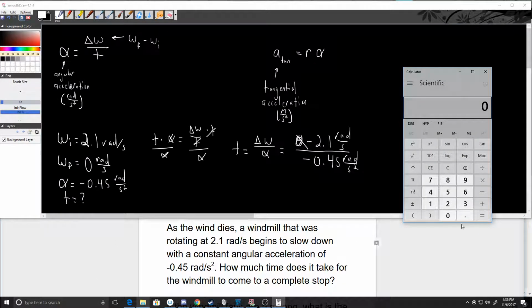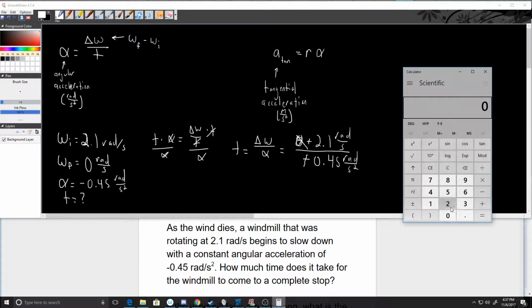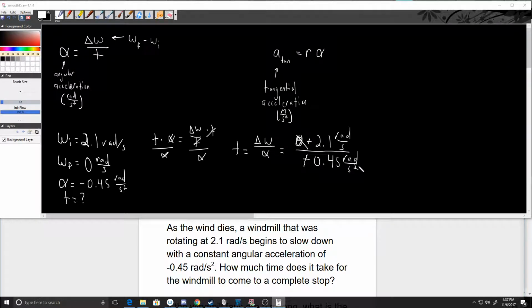There we go. All right, so my negatives are going to cancel out. So I've got 2.1 divided by 0.45, and that's going to equal 4.67.